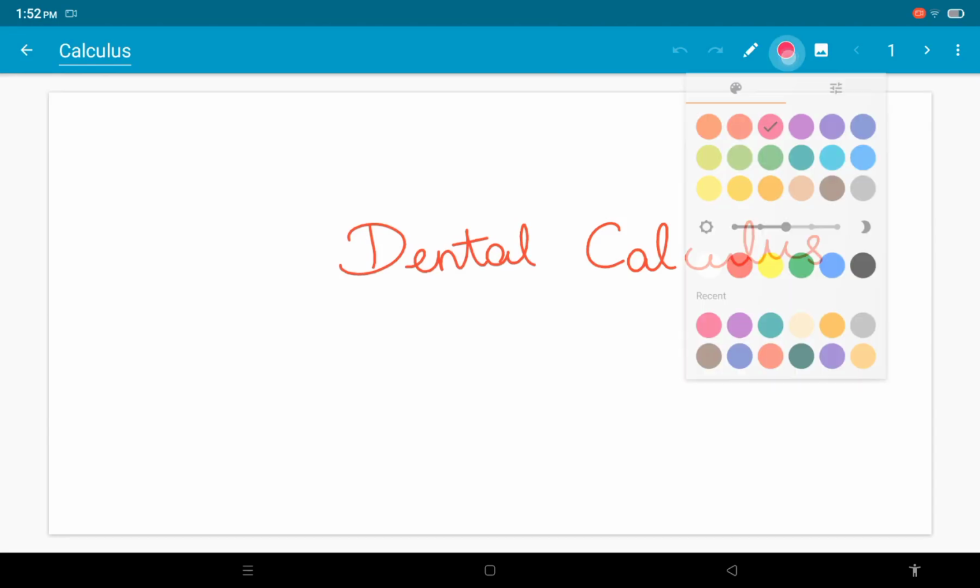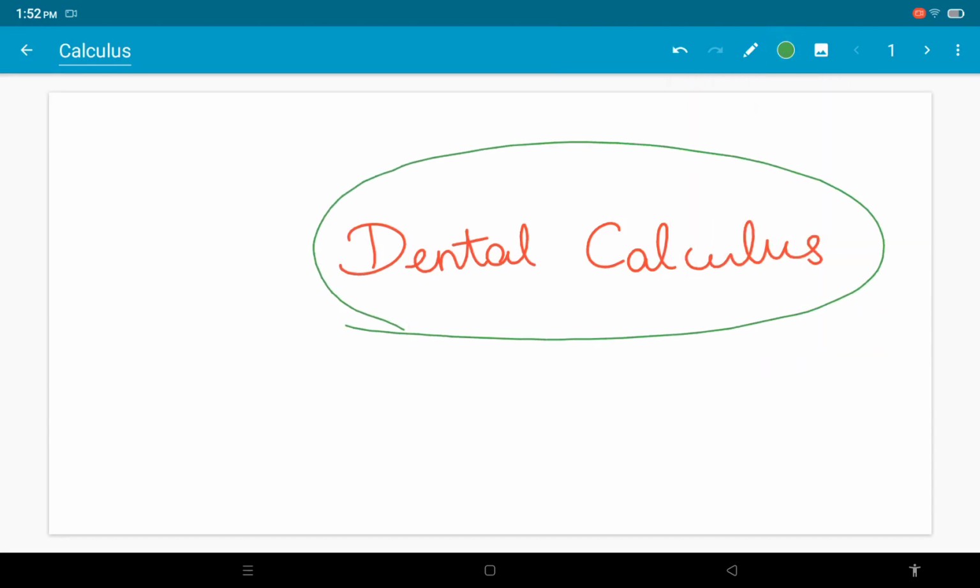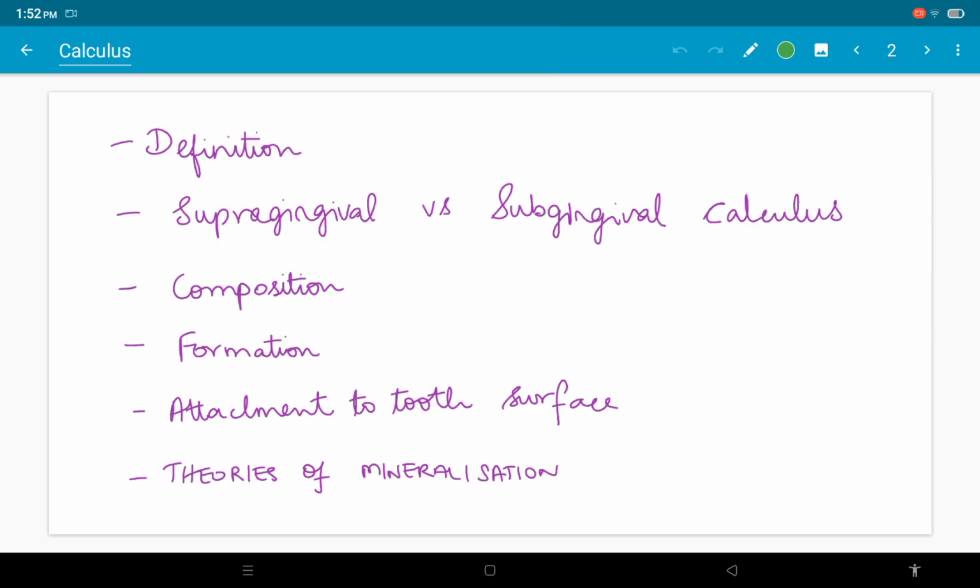In this video, let us see about dental calculus and a few basic points on dental calculus which will help you in answering your short notes and essay. So in this particular video, the following subheadings will be dealt with: definition, difference between supragingival and subgingival calculus, composition of calculus, formation of dental calculus, attachment to the tooth surface.